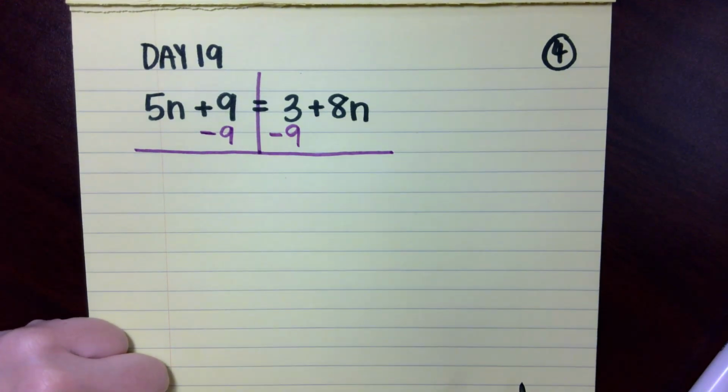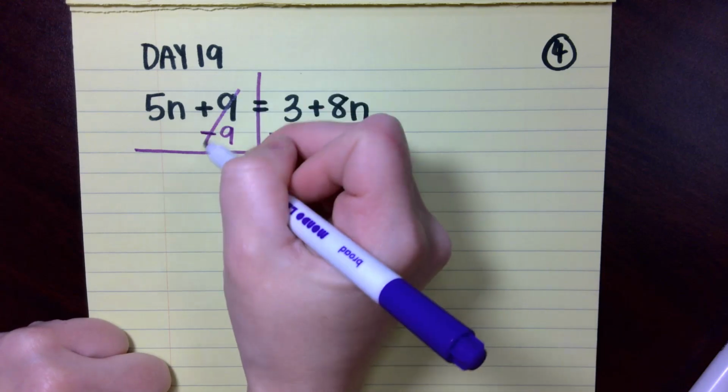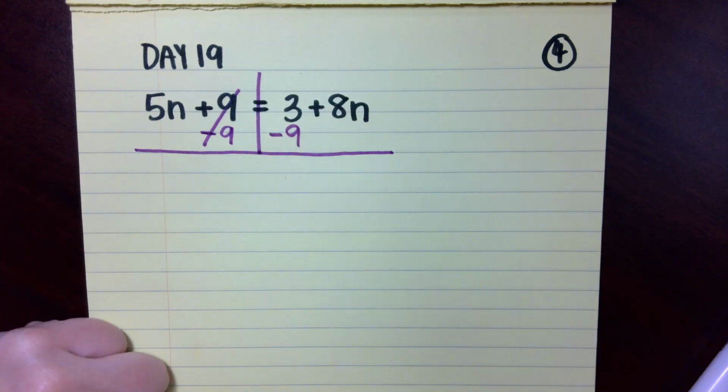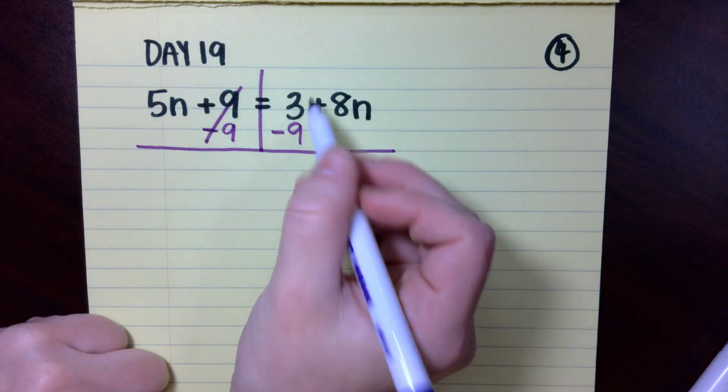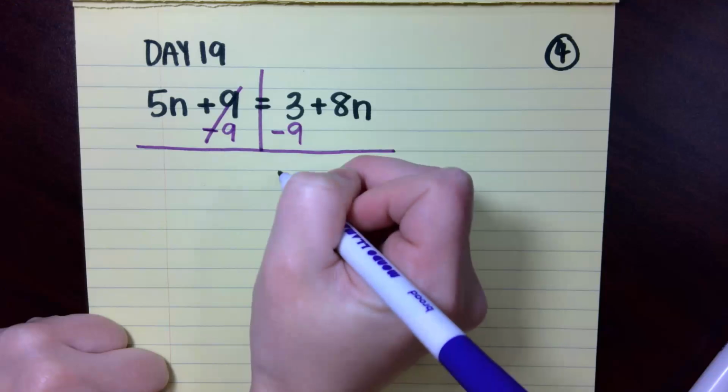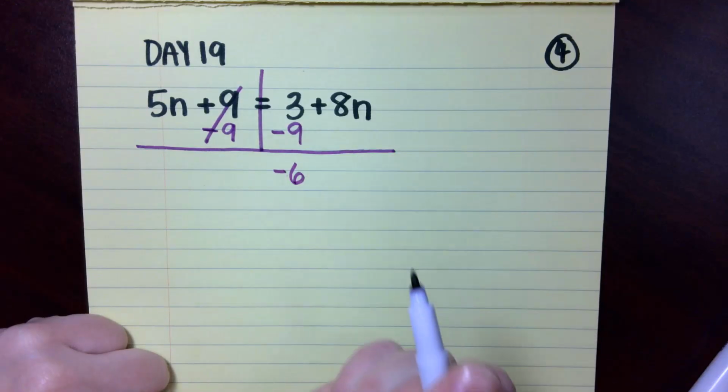All right, what happens next? Yes, my 9s are going to cancel out. Then what? 3 minus 9. What's 3 minus 9? -6. Perfect.